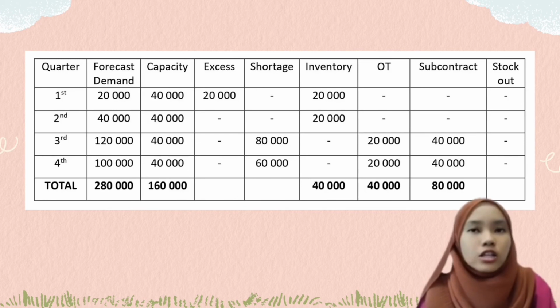Lastly, to calculate the total, it will be added for each quarter in each division. So with that, a total of 280,000 units in the forecast demand section, 160,000 units total capacity, 40,000 units in the total inventory and OT sections, and finally a total of 80,000 units of the total subcontract.